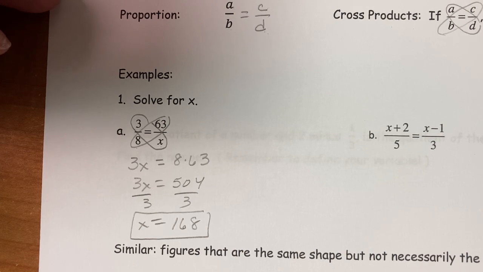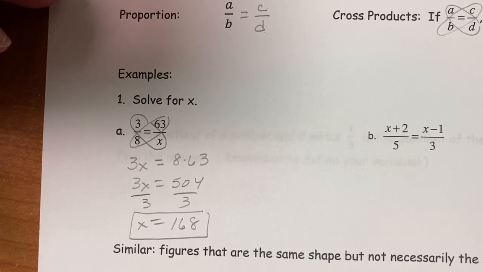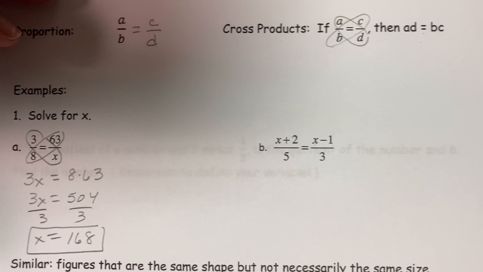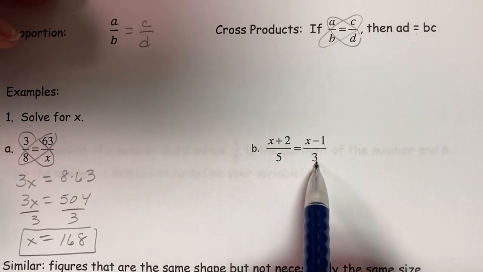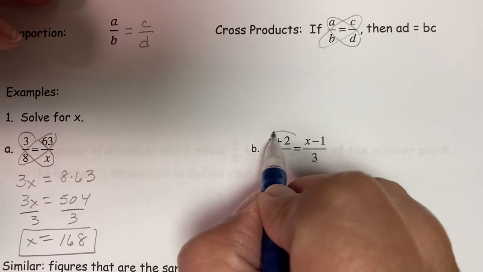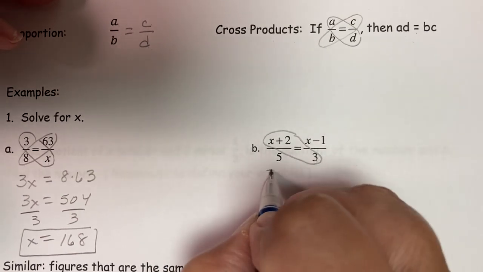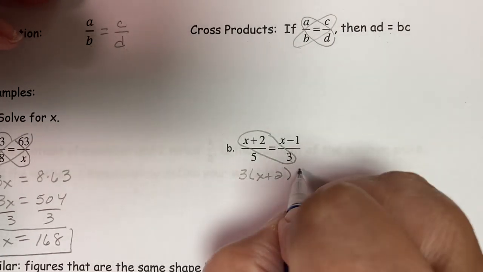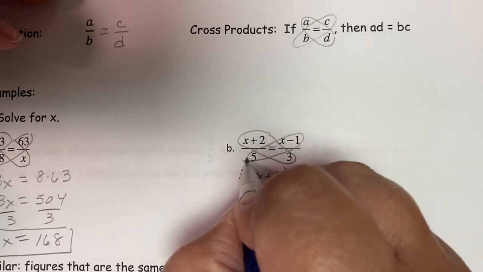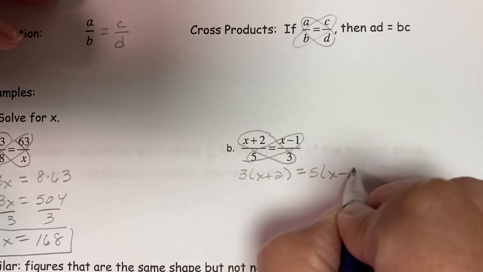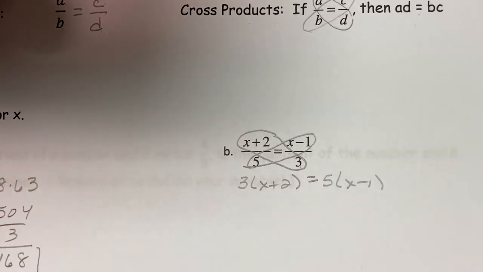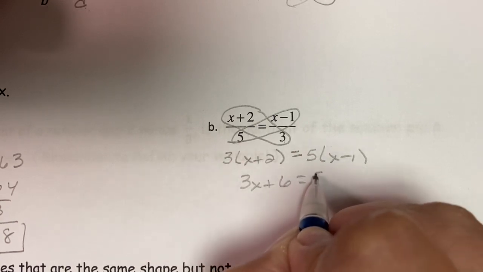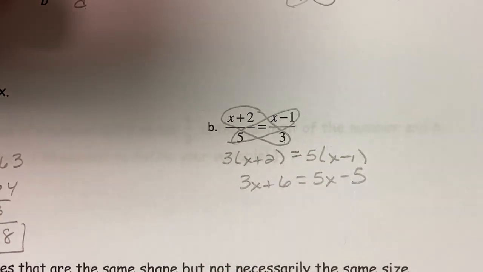So again, you can use cross multiplication whenever you are looking at a proportion, a fraction equals a fraction. Like for B, you have a fraction equals a fraction here. So if I cross multiply going this way, I'm going to get 3 times x plus 2. You'll see that we're going to have to distribute in a minute. Is equal to, when I go the other way, 5 times x minus 1. And I can go ahead and distribute and solve. So we'll have 3x plus 6 equals 5x, be careful, minus 5.